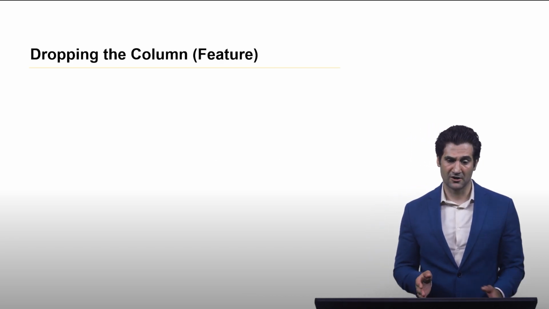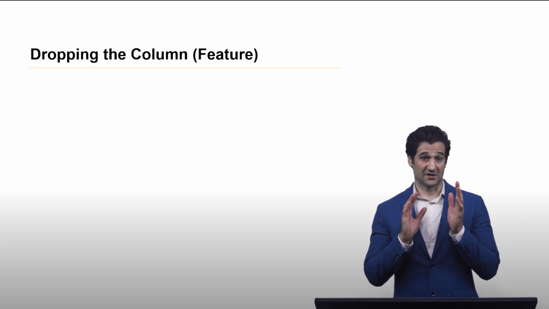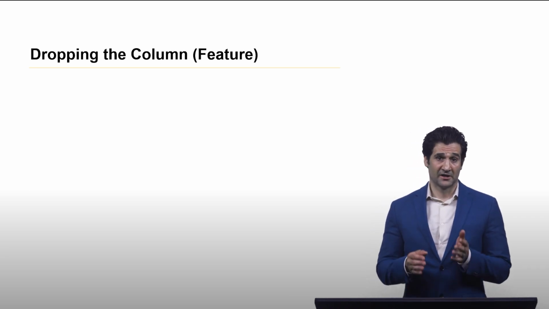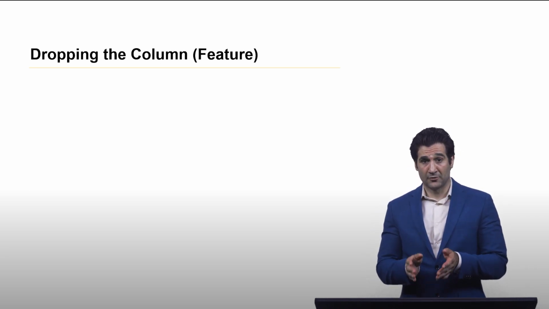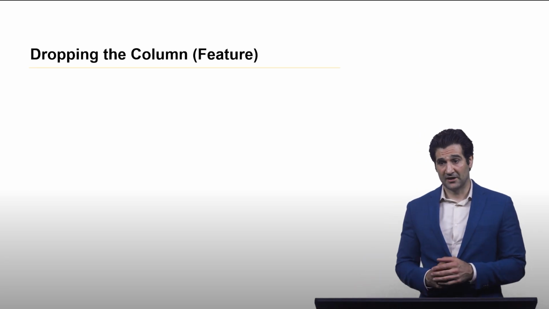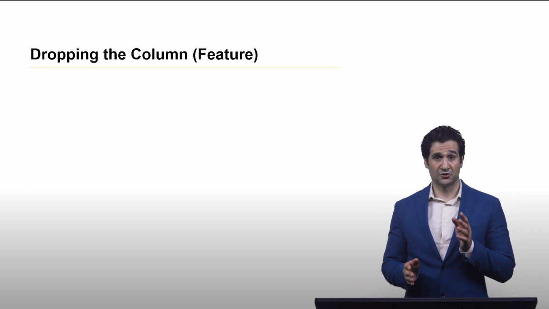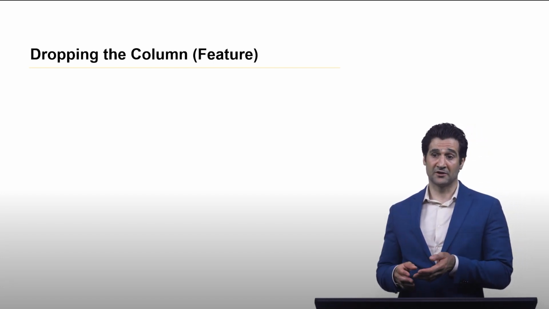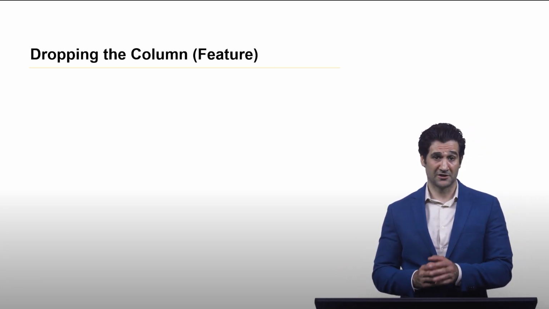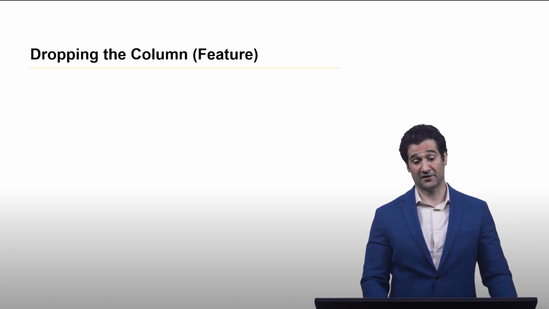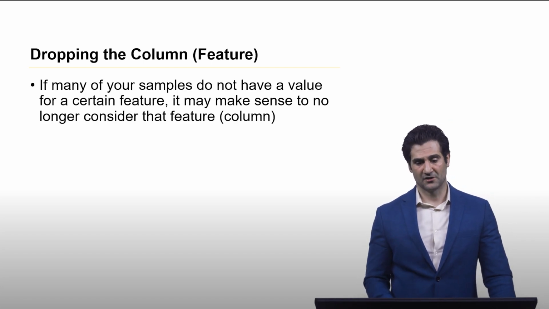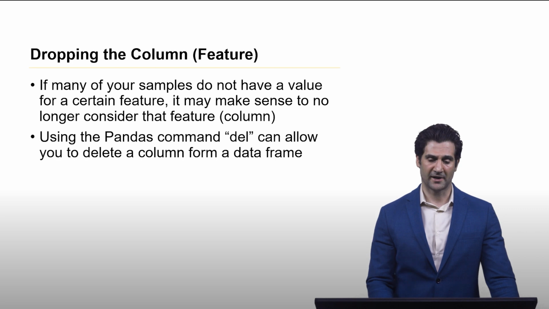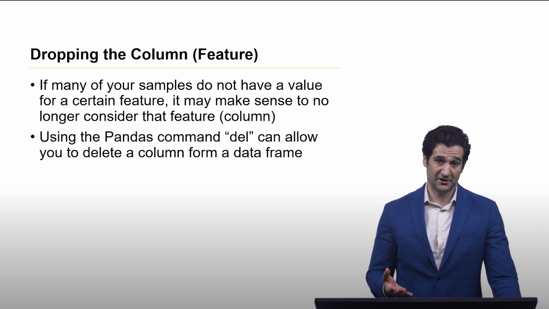Dropping the column means here we're going to just get rid of that feature altogether. There are too few samples in the data set that have that feature value, so we don't want our model to get hung up on something that we don't have a lot of information on, so let's just get rid of that column altogether. And this is also very easy to do in pandas. There's a command called delete, which allows you to delete columns.